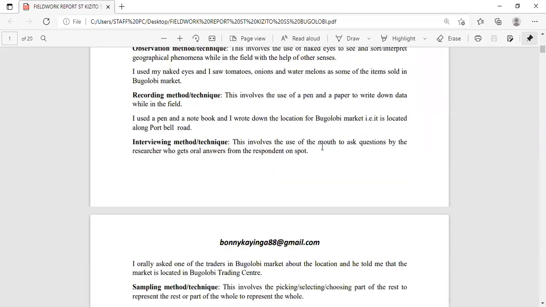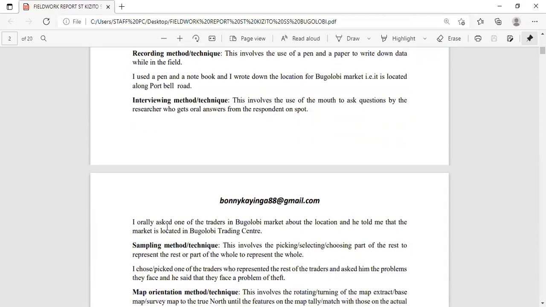Interviewing involves the use of the mouth to ask questions by the researcher, who gets all answers from the respondent on the spot. What did you do? I asked one of the traders. Here, as a must, you have to mention the name of the trader, using the surname or both, not just Johnny, not just Peter. Those are names of dogs or petty animals. So you say so and so, and you asked this and this.